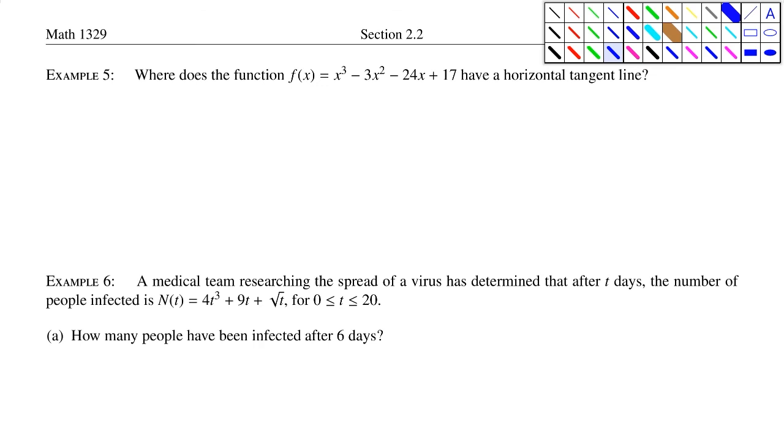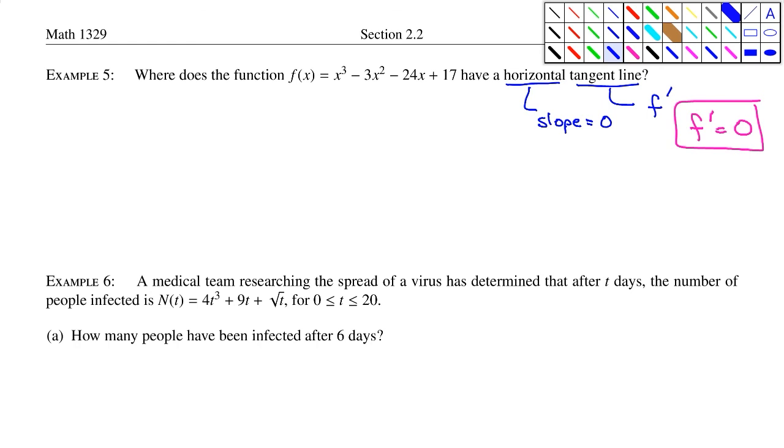So first, let's analyze what this question is asking for. First, it's asking for information about the tangent line. We know that we get tangent line information from the derivative. And then it's asking where the tangent line is horizontal. Well, that means that the slope has to be equal to 0. So this is asking for where f prime is equal to 0. So that's the meaning of horizontal tangent line.